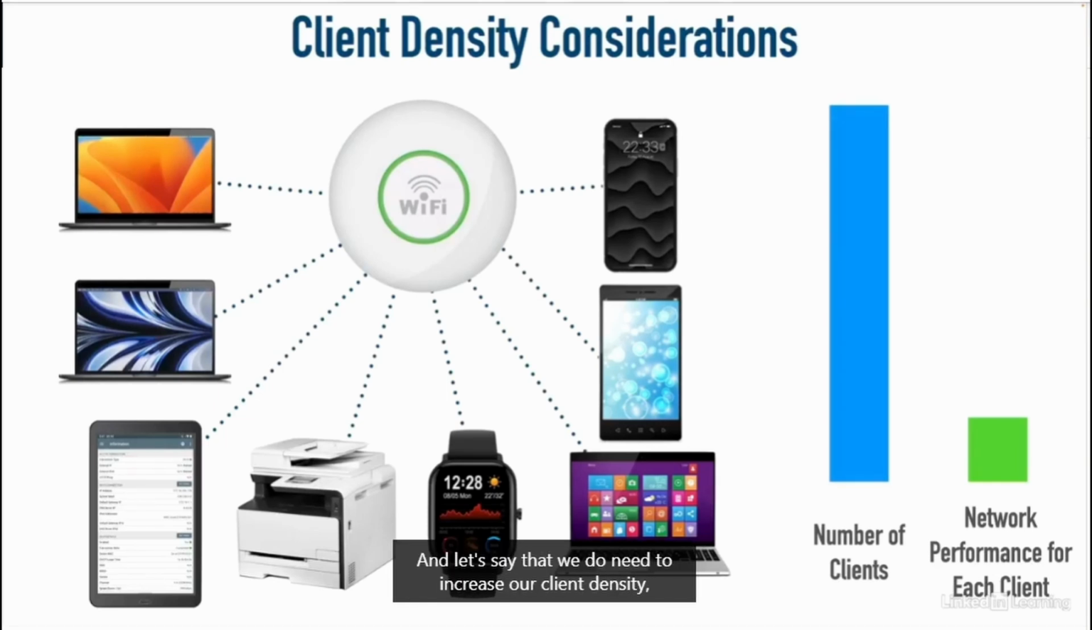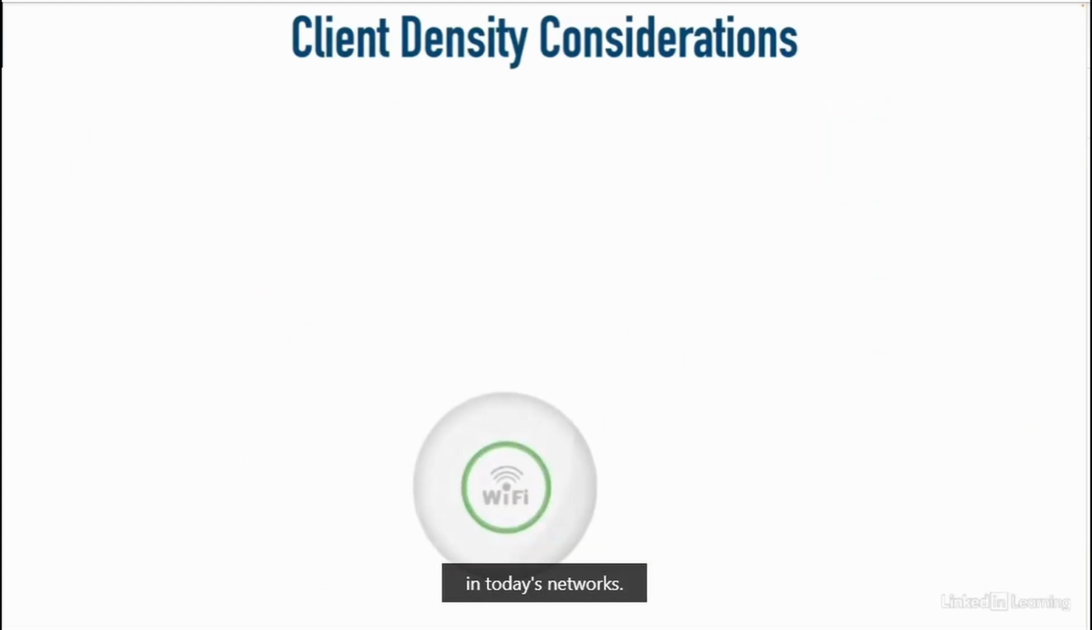And let's say that we do need to increase our client density, because today we might have one user that's using multiple wireless connections simultaneously. They might walk into their office carrying a smartphone, which is going to be connecting to the wireless access point. They might have a smart watch that connects to that access point. They might be carrying their laptop and a tablet, each of which can connect to that wireless access point. So it's a lot easier to have a higher client density in today's networks.